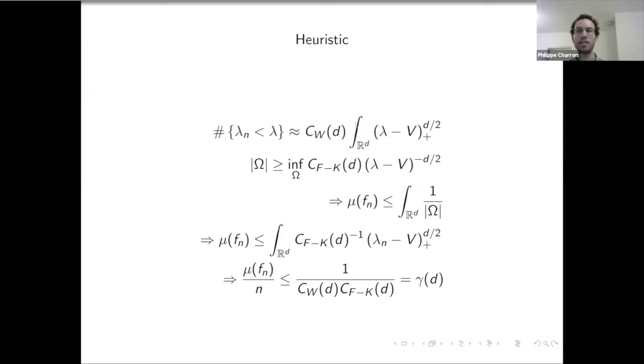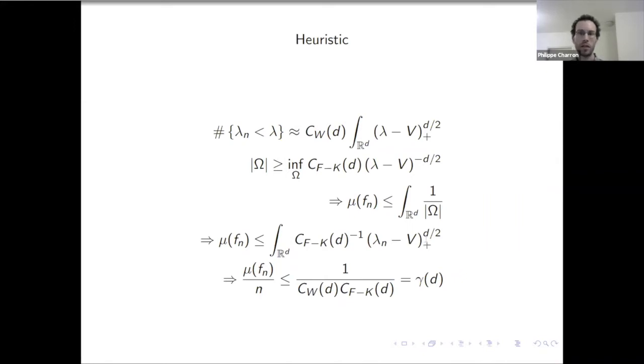So what do you get? You get the exact same integral: the integral over R^d of (lambda minus v), positive part, to the d over 2, and you have the same here. So when you divide, you just get these two constants, and that's exactly Pleijel's constant. So that's the heuristic. That's why it should morally work. Now we just need to make this happen.